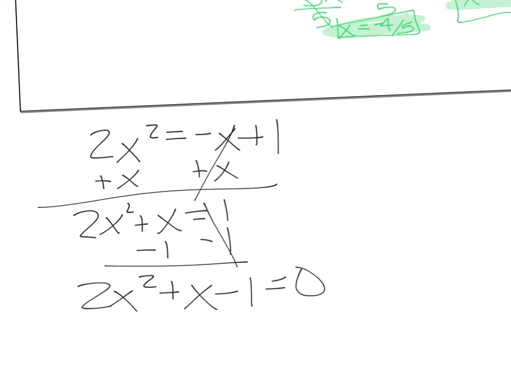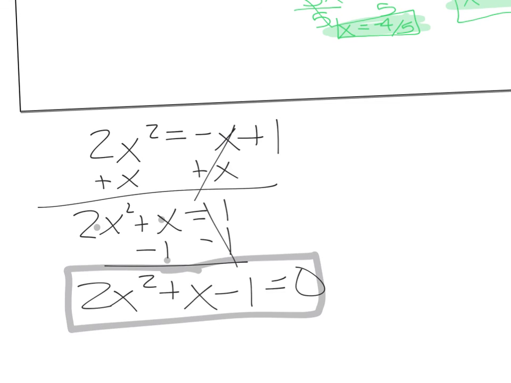Now remember, we can't combine any of these terms here because they are not like terms. So that's how we end up with this quadratic. All right, from here, then you'd be able to factor, set each of your factors equal to 0, and solve to get those x values.